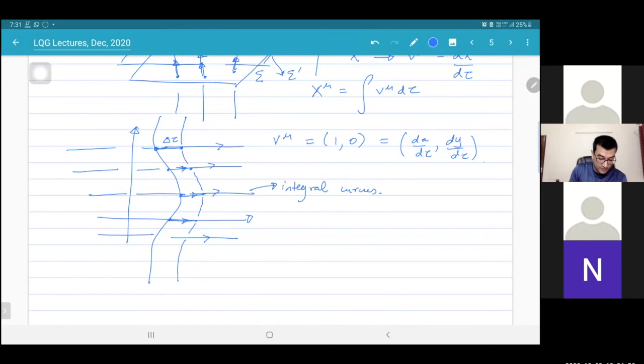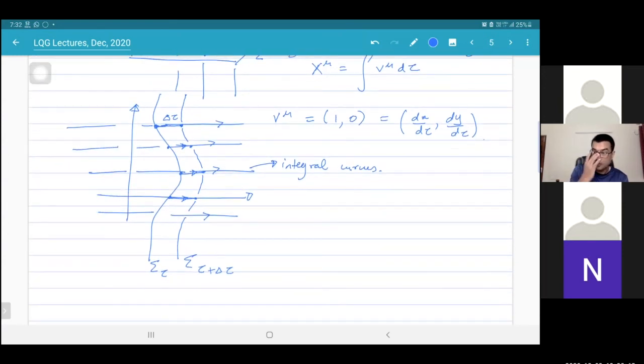So I'll call this sigma tau, and I'll call this sigma tau plus delta tau. So what is this vector field doing? It is generating a diffeomorphism between these two surfaces. Now, our normal vector field also does that, or the time-like vector field, but the time-like vector field has two components, right? There's a shift component and a normal component. The shift component generates spatial diffeomorphisms, right? So if I have a vector field which is tangent to a manifold, it will only take that manifold into itself. I hope you can visualize this.